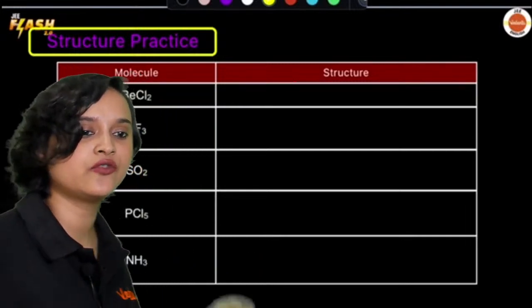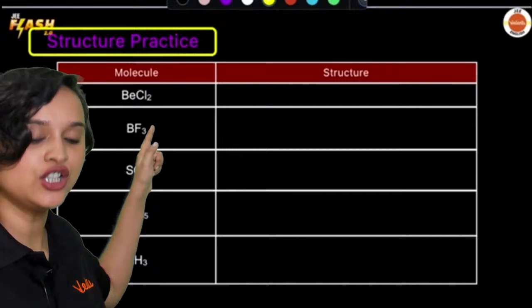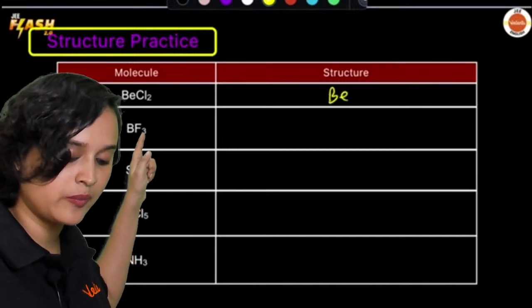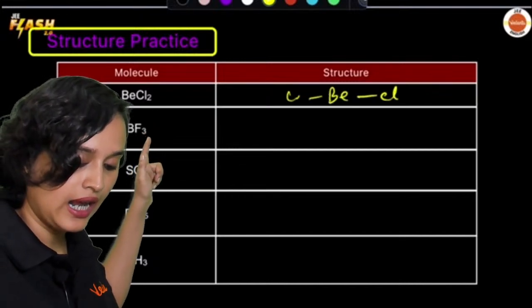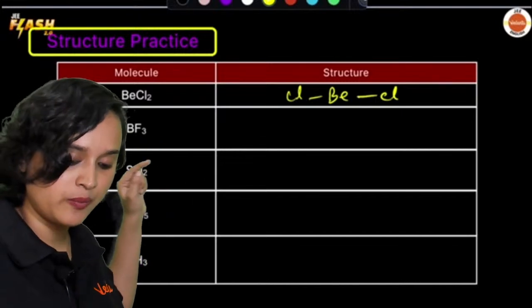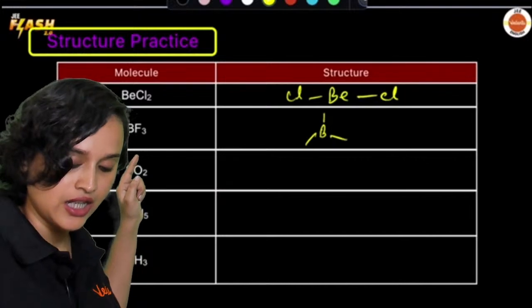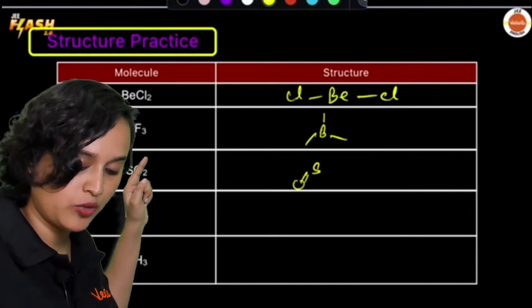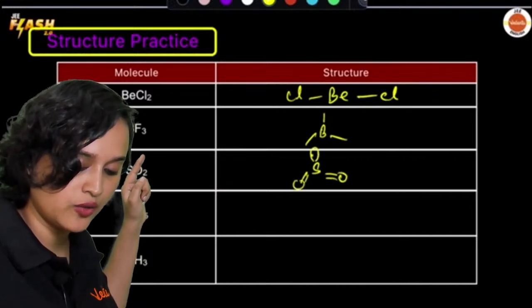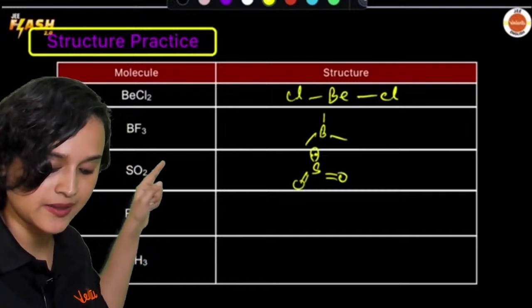Okay, let's do it for BeCl2. How will the structure be? It will be Cl, Be and Cl, right? For BF3, how will it be? F, F and F, right? Like this. For SO2, you will have a double bond O, and here you will have one lone pair, correct?